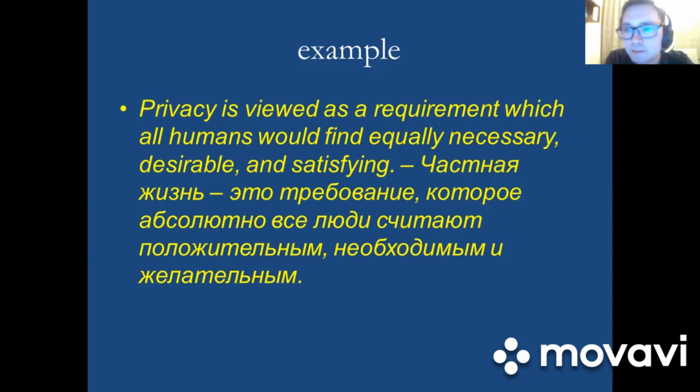Then let's look at its translation. Частная жизнь — это требование, которое абсолютно все люди считают положительным, необходимым и желательным. So again, pay attention to the sequence of the words: положительным, необходимым и желательным. Probably you noticed that the sequence is different. It is explained by the fact that in Russian, it would be more logical to put them in this order. So we have some logical basis for distribution of attributes.